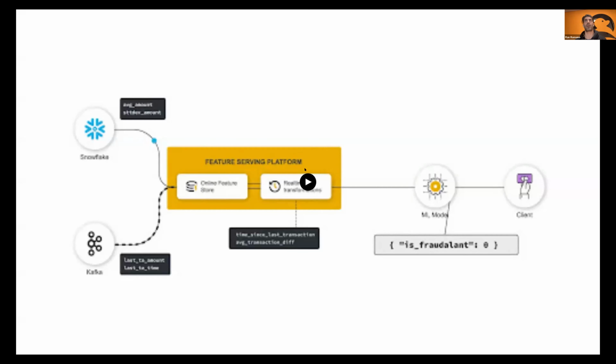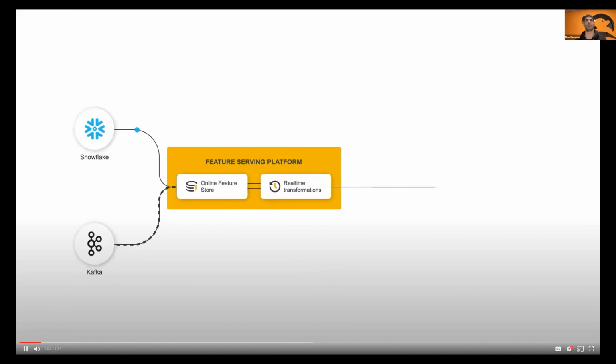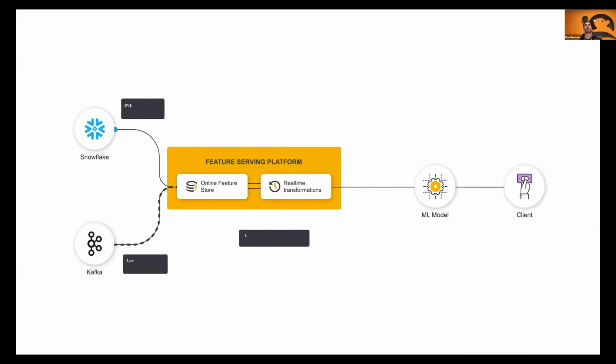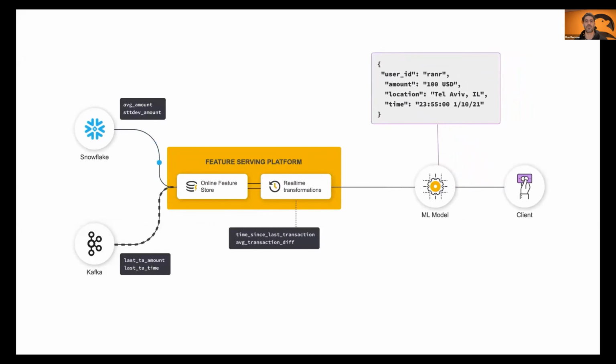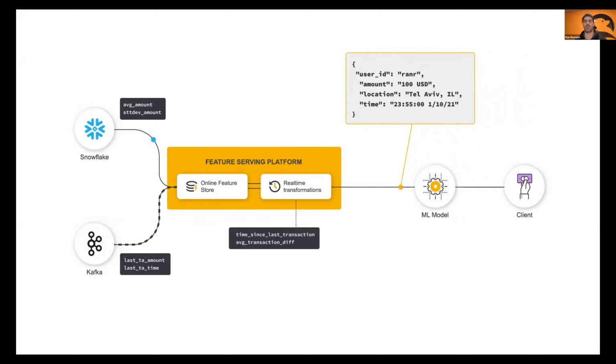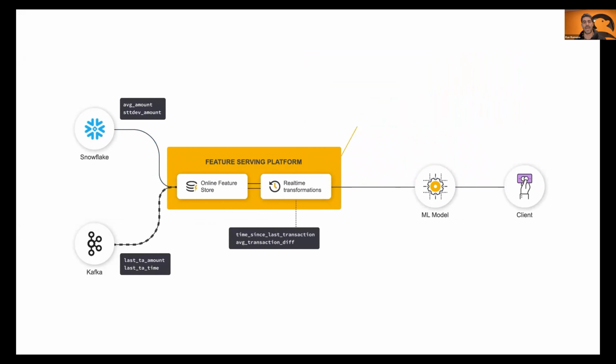Okay, so let's connect all the dots and see the flow of a prediction request using the feature store. So on the upper left side, you can see the batch features computed from Snowflake and ingested into the online feature store based on some schedule. And below them, the streaming features, okay, computed based on a Kafka transaction stream.